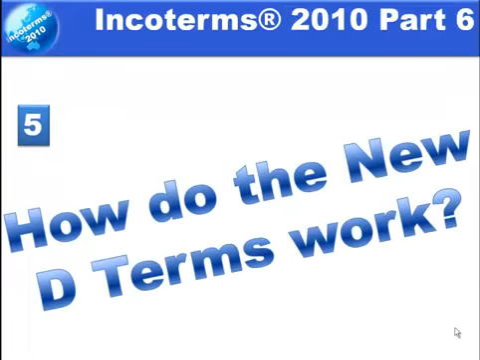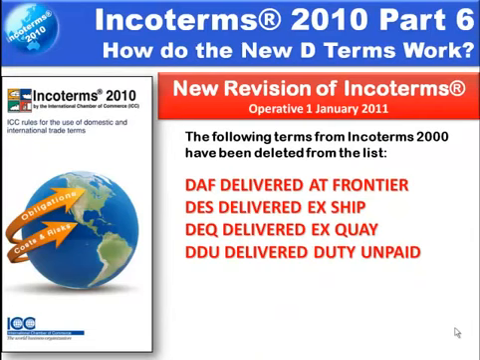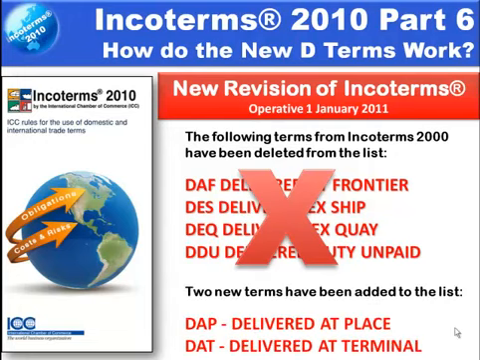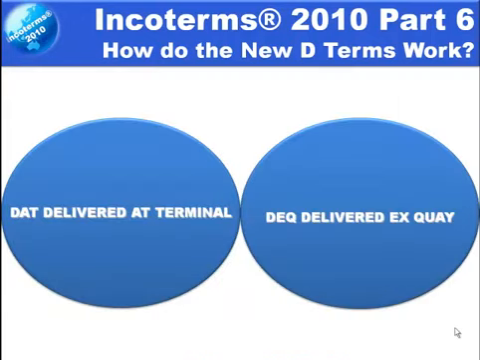In Incoterms 2010, the following terms have been deleted: delivered at frontier, delivered ex ship, delivered ex quay, delivered duty unpaid. All these terms, with the exception of delivered duty unpaid, were infrequently used by the trading community. Two new terms have been added to the list: delivered at place, DAP, and DAT, delivered at terminal. Let's see what replaces what and how they work.